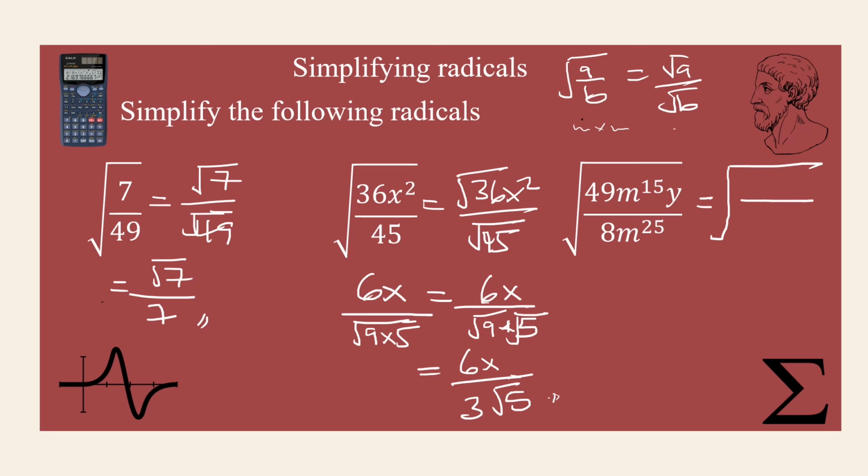So all the m's on the top will get canceled out because there's 15 of them. They'll cancel 15 of the m's on the bottom, and you're going to be left with 10 of the m's on the bottom. So that gives us 8m to the 10, and all your m's would be gone from the top. So you have 49y, okay?